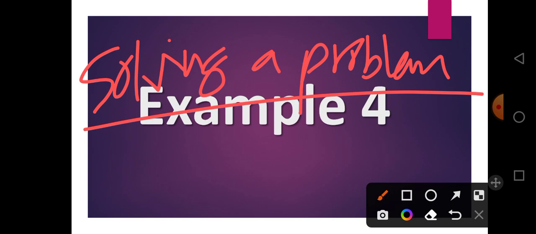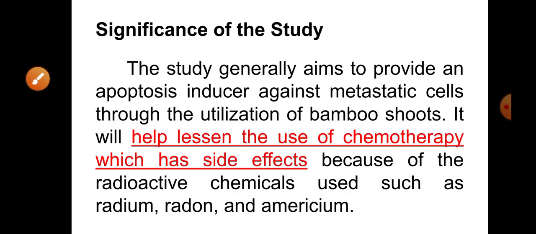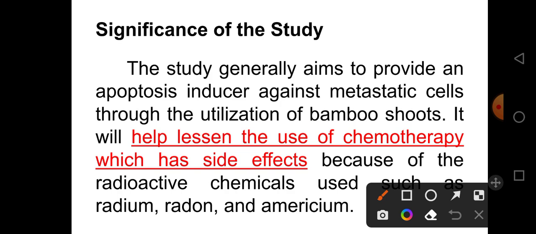So let us have this example. The study generally aims to provide an apoptosis inducer against metastatic cancer cells through the utilization of bamboo shoots. It will help lessen the use of chemotherapy, which has side effects because of the radioactive chemicals used such as radium, radon, and americium. Okay, so notice, class, this highlighted phrase: it will help lessen the use of chemotherapy, which has side effects.